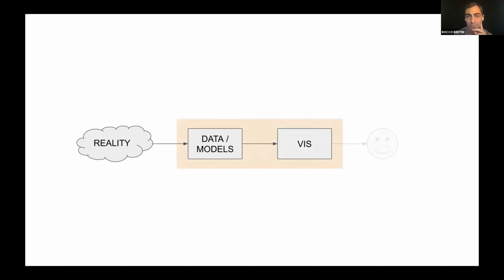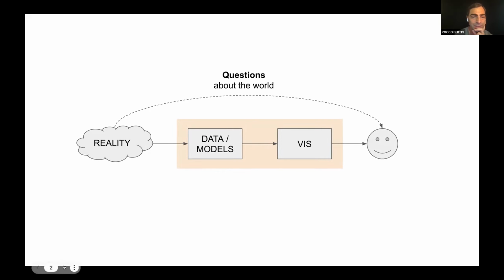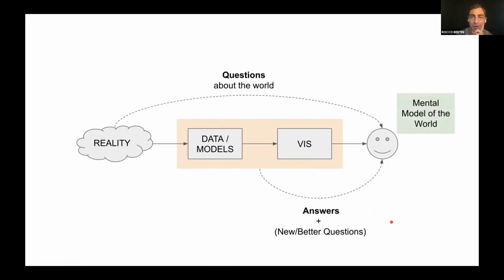Then this visual representation is presented to someone, right? And this person typically has questions that are related to what happens in the world, right? So you have some questions. And hopefully, in the most ideal scenario, you come up with answers to these questions, right? However, there are a number of problems there.